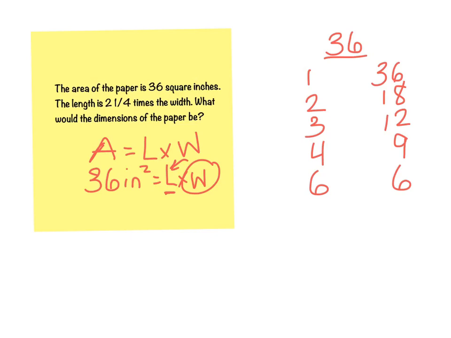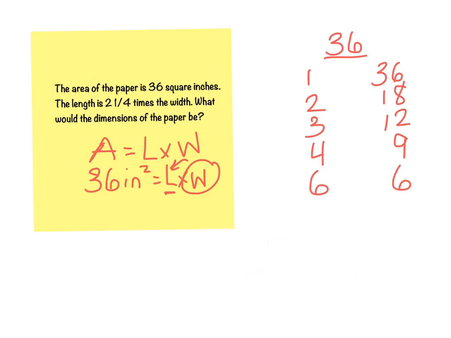How I would check it is I would do 3 times 2 1/4. I have to change 2 1/4. 4 times 2 is 8 plus 1 is 9. 3 times 9/4. 3 times 9 is 27 divided by 4, and I can tell right away that's not going to be it because 27 divided by 4 is not 12. So it's definitely not that, but I checked. I made a guess and I checked.